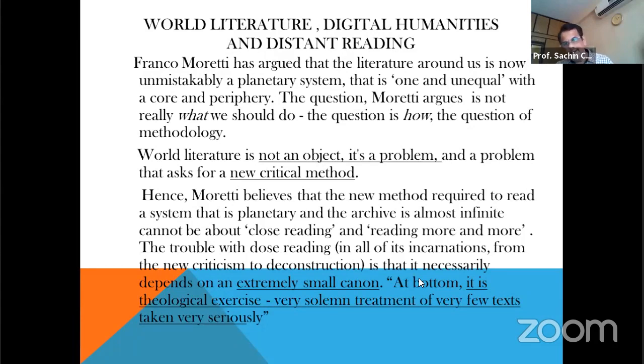But what is very interesting in Moretti is that he says the question is not what you should read, but how you should study world literature as a planetary system rather than as a book or as a text. So if you start looking at world literature not as an object but as a problem, then we need a new method to engage with or solve that problem. And this is where Franco Moretti believes that the new method required to read a system that is planetary, and an archive that is almost infinite, cannot be close reading, because you cannot read all the books that are published.